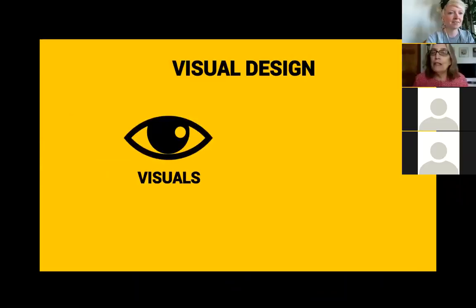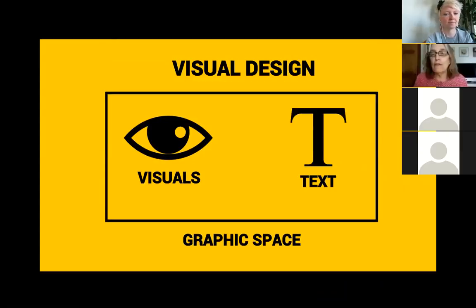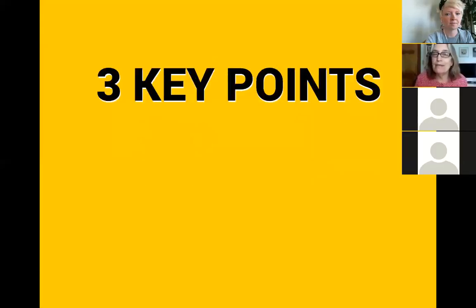So a good definition of visual design is that it's the organization of visuals and text in graphic space. And when you think about that, it's not so nebulous. All you need is visuals and text, and you need to know how to organize them well. And that's it. It's not that much of a mystery.